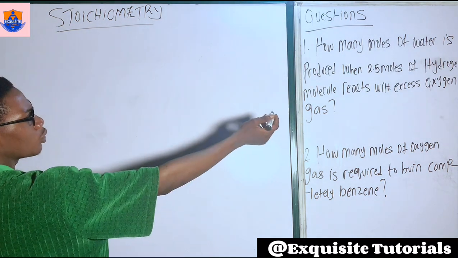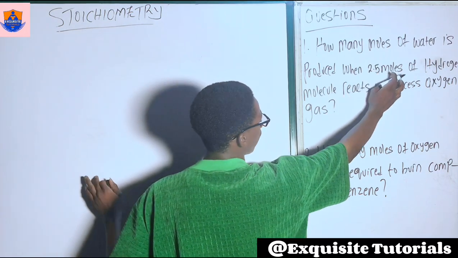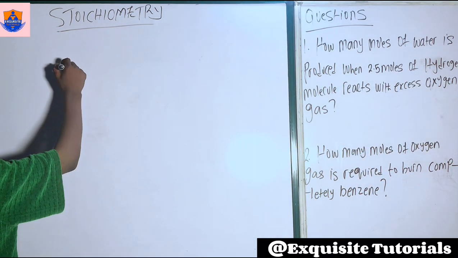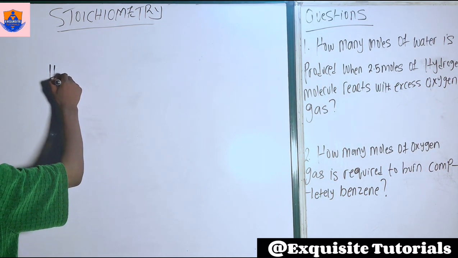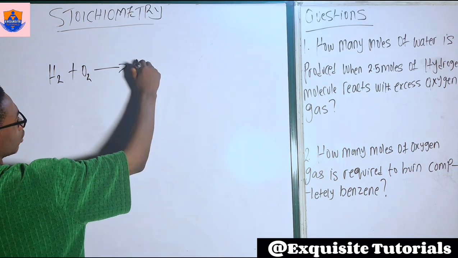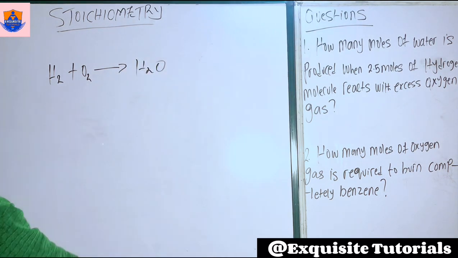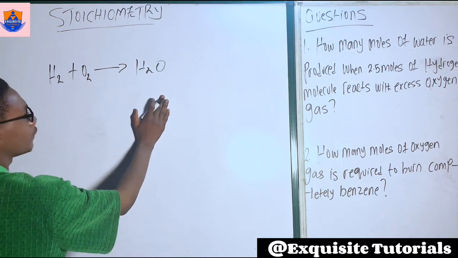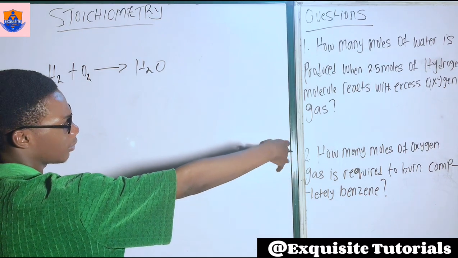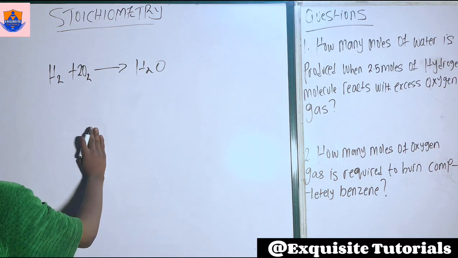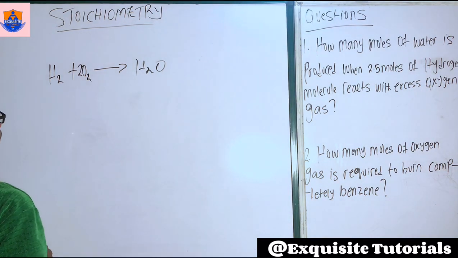Now first of all, to solve this we have to write the equation of reaction. Now what are we dealing with? They said when 2.5 mole of hydrogen reacts with oxygen, so we have hydrogen plus oxygen to give us water. Now that's what the question said, because it said water is produced. Now let's check, it said excess oxygen. So let's assume we have 2 mole of oxygen.